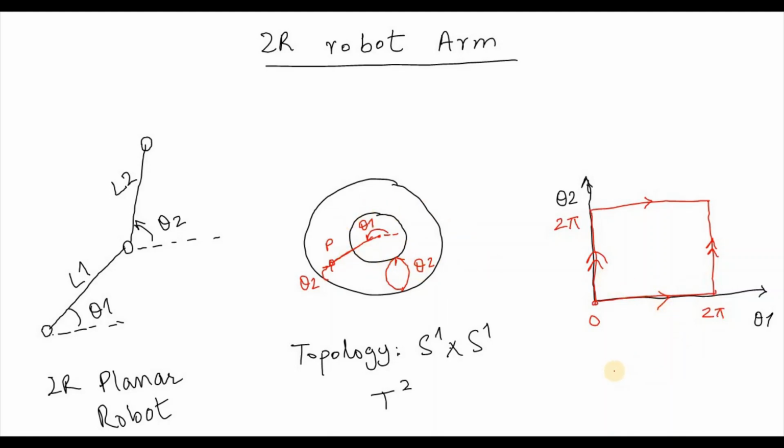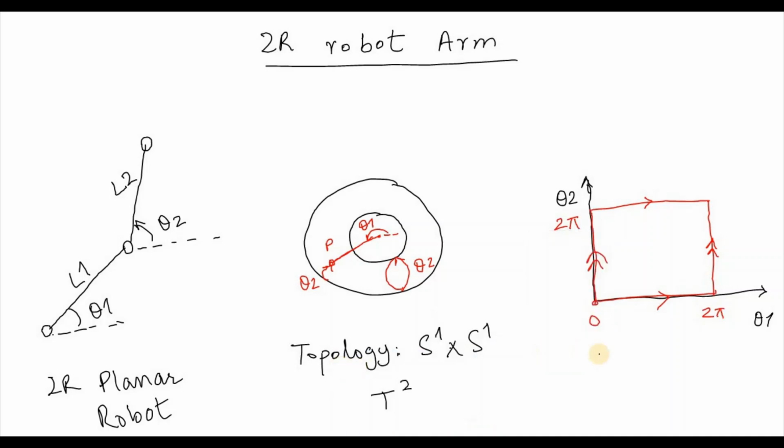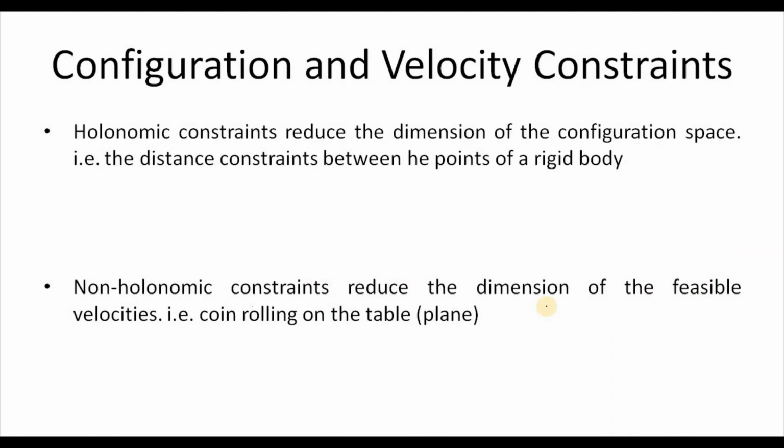So if you want to write here the range, how do we write it? We write it down like this: 0 to 2 pi for theta 1, and also 0 to 2 pi for theta 2. This is the configuration space we have. I hope this concept is clear, and let's move to the next slide.